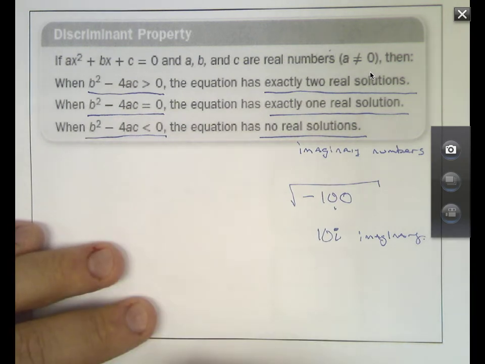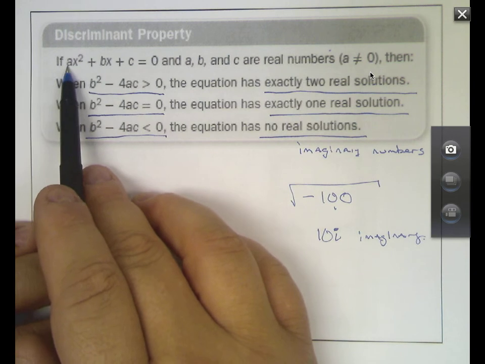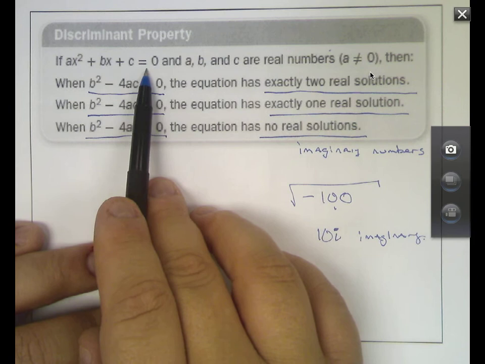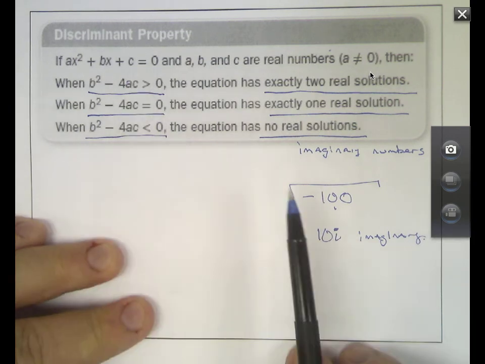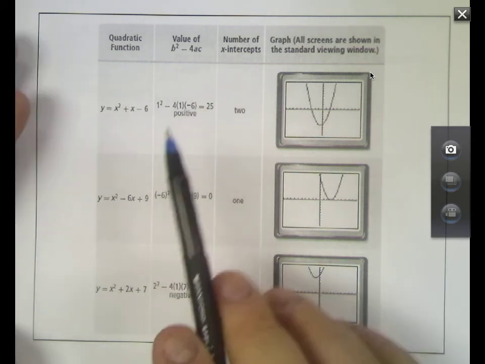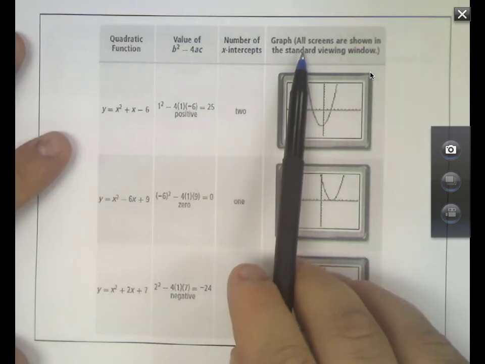real solutions. Now, where are you getting your B, A, and C from? Well, just like you did for your quadratic formula, right up here. A is a number, B is a number, C is a number. You just have to make sure that it equals 0. So let's move along.